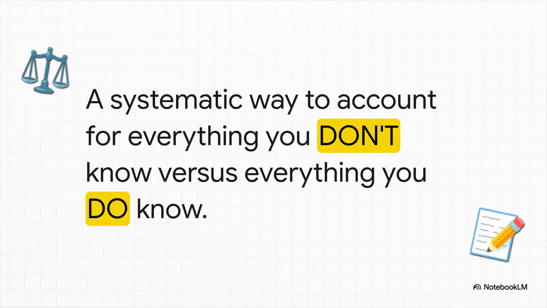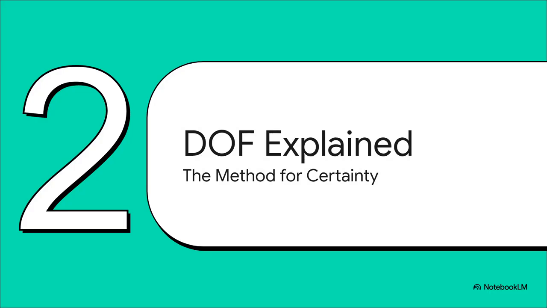On one side, you list everything you don't know, all your unknowns, stuff like temperatures, pressures, flow rates. And on the other side, you list everything you do know, every single piece of solid information you have. So the big question is, how do they actually do this balancing act? Well, they use this incredible tool called degrees of freedom analysis, or DOF for short. Think of it as the engineer's formal, systematic way to find absolute certainty.